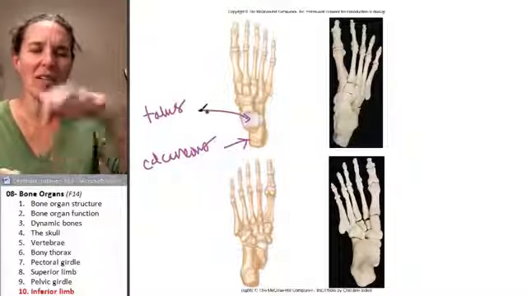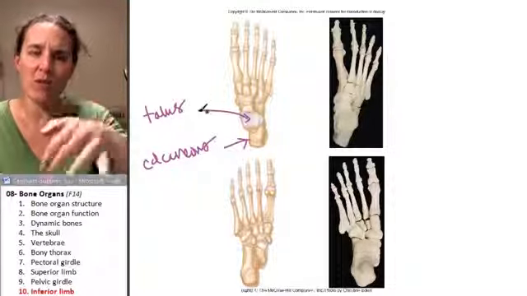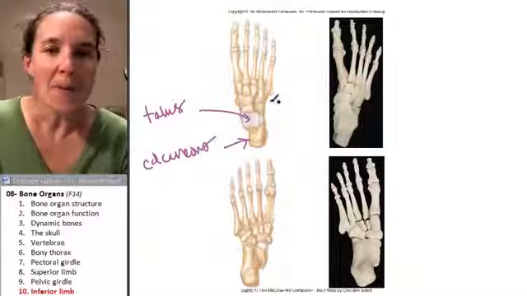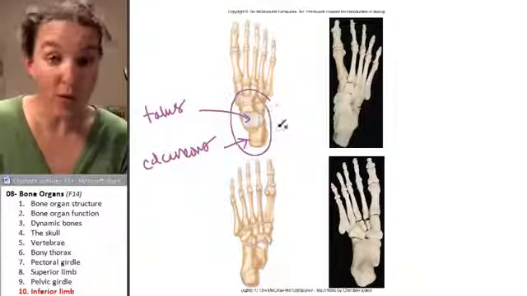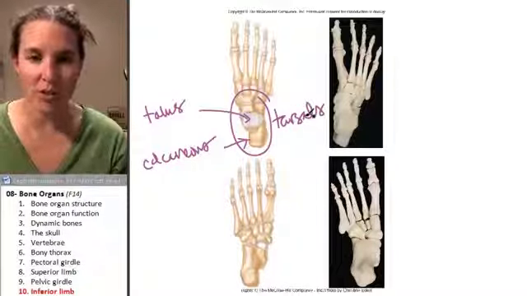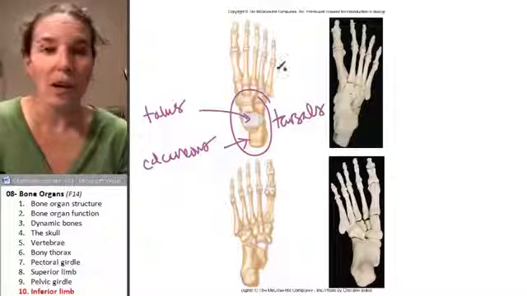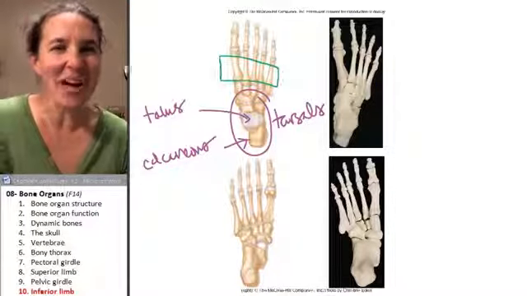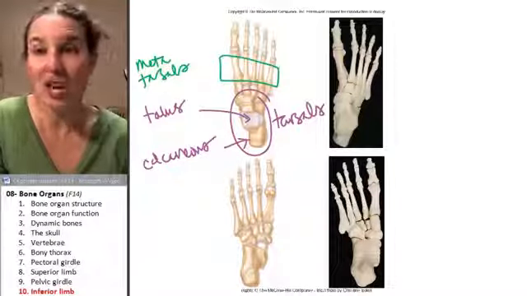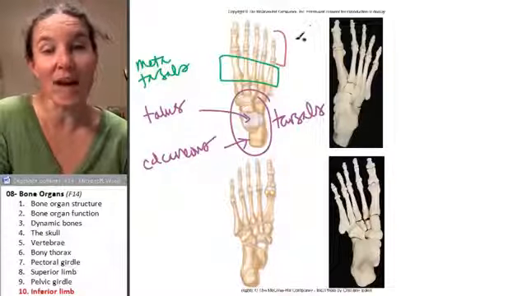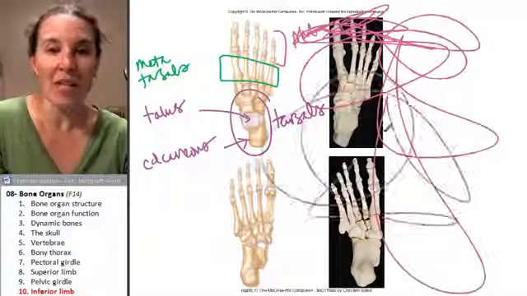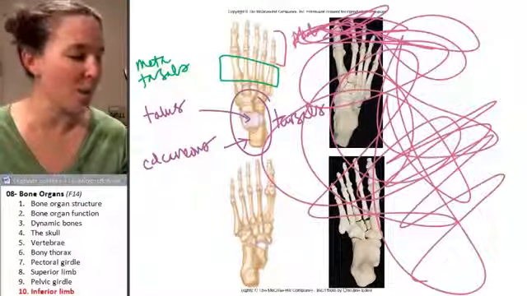So the fact that you can do this kind of movement with your foot is because of the joint between the tibia and the talus. Both of those are tarsals. We could name all our other tarsals, and we're just not going to, but we could. Then, just like in the hand, we have metatarsals. And then just like we had in the fingers, we have phalanges.